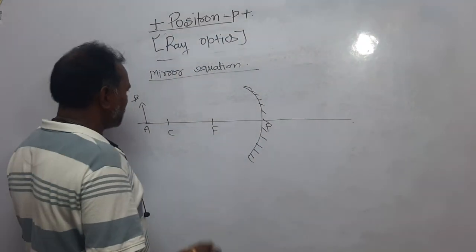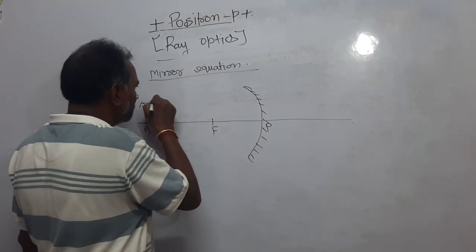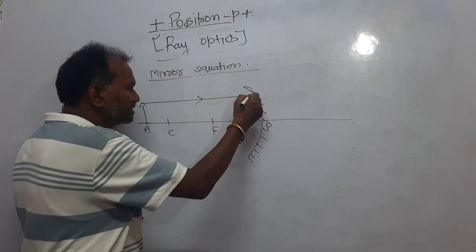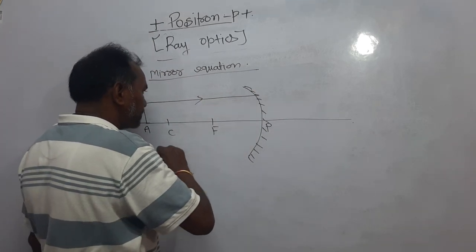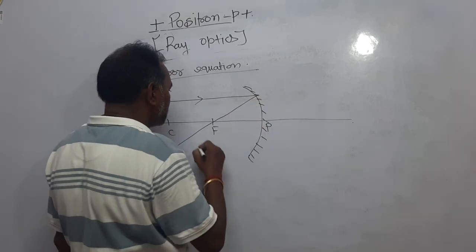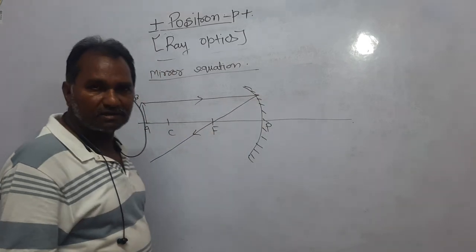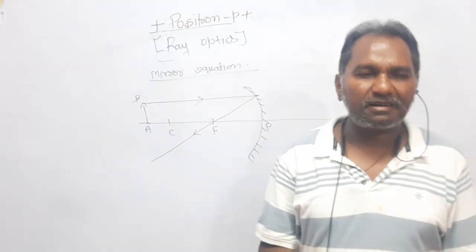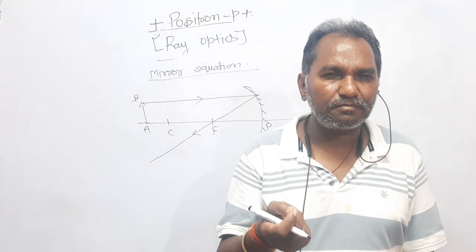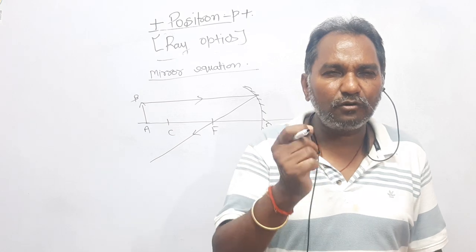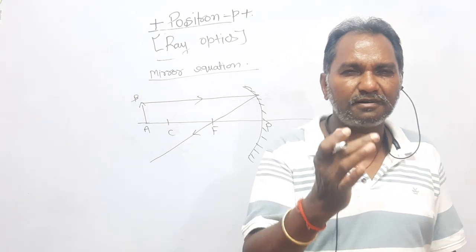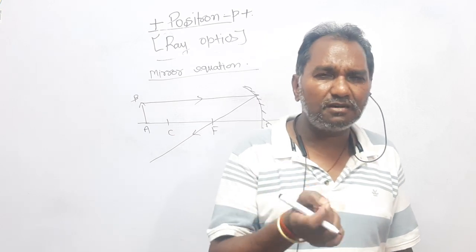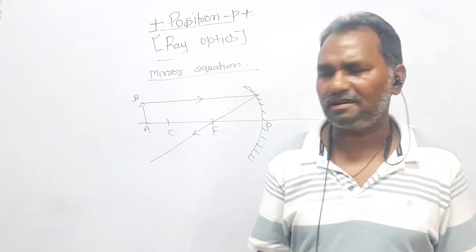For that purpose, I am taking a very simple concept. One ray I have considered parallel to the optical axis, and dear students, after the reflection from the mirror, this ray will pass through the focus. You know, the image is what? The image is the locus of intersection of two rays, right?